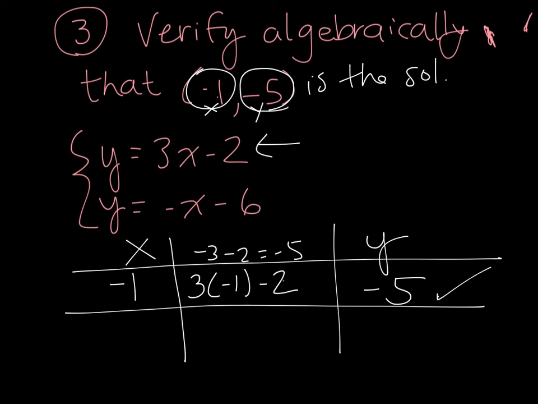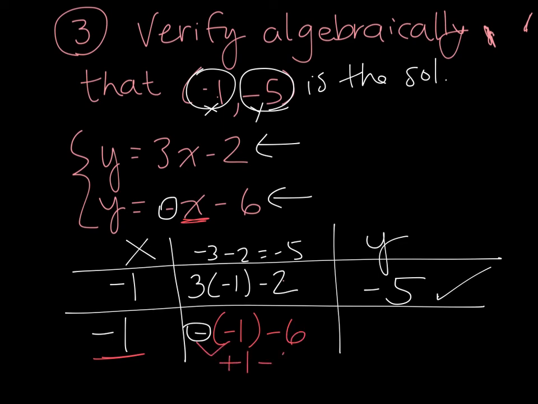True. I also want to check with this one. So I want to input -1. So I have a negative, and then I put in the x as -1, minus 6. A negative times a negative is a +1, minus 6 is -5. Check. So I can say that it is true. Okay, it is a solution. If it doesn't equal -5, then it is not true.